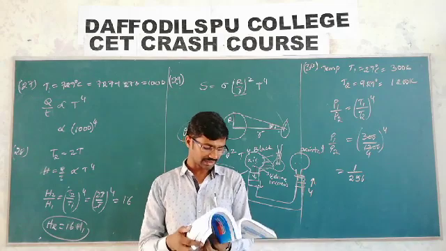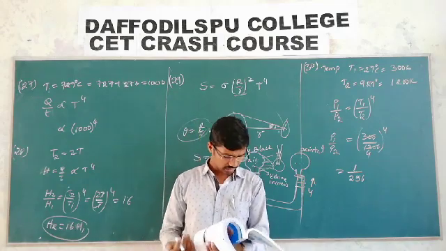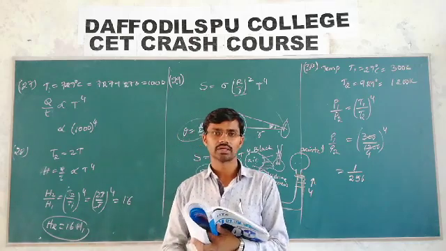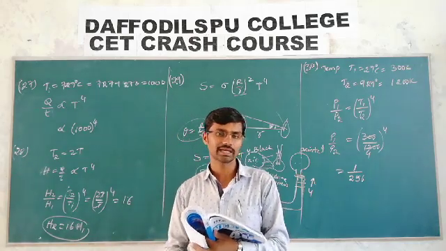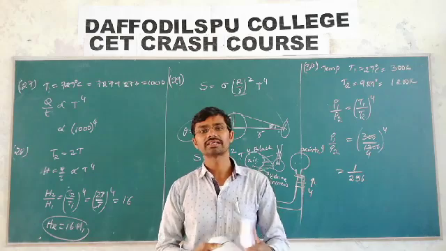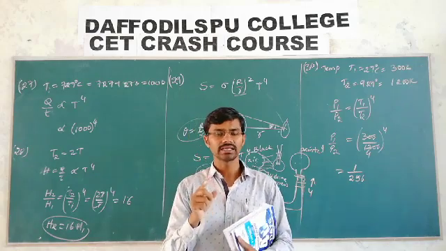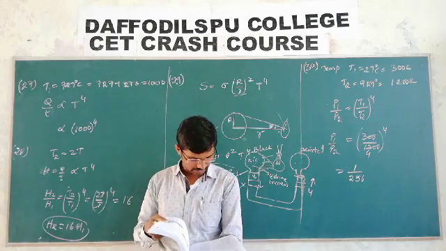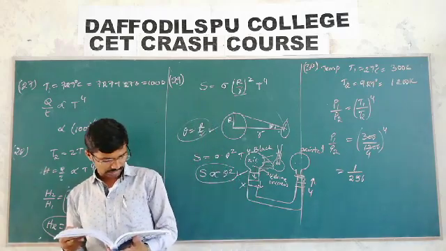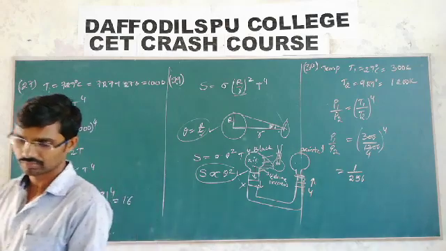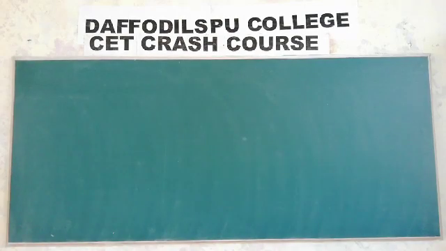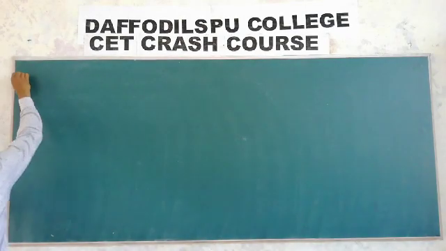The surface temperature of this star is given. It is determined by using what? Wien's displacement law. According to Wien's displacement law, the wavelength corresponding to the maximum energy is inversely proportional to the absolute temperature. Let us see the 34th one.